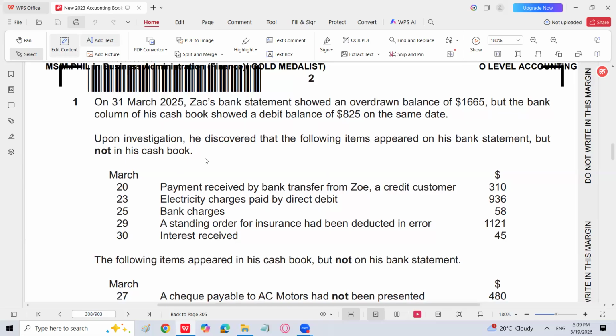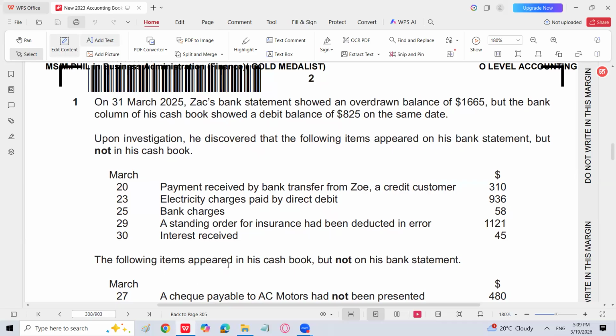So are these receipts or payments? Payment received by bank transfer from Zoe, a credit customer, right? So this is a credit transfer or payment received by customer. Electricity charges paid by direct debit. This is also payment. Bank charges is also payment. Standing order for insurance had been deducted in error. So we have deducted standing order, which is a payment, but we have deducted in error. Should not have been deducted. Interest received is also receipt.